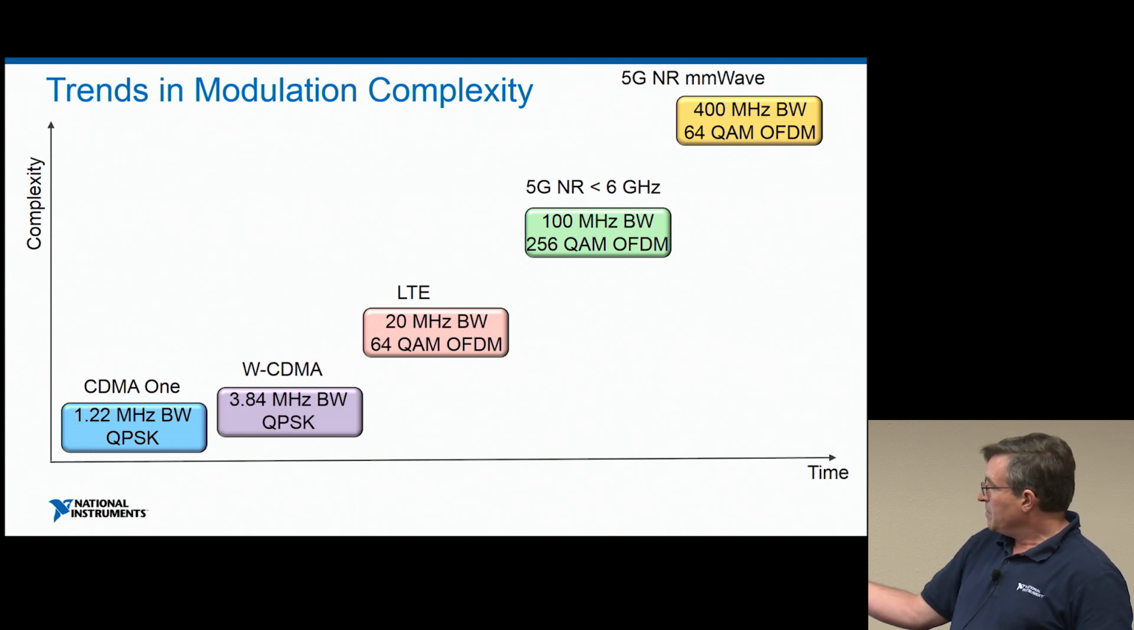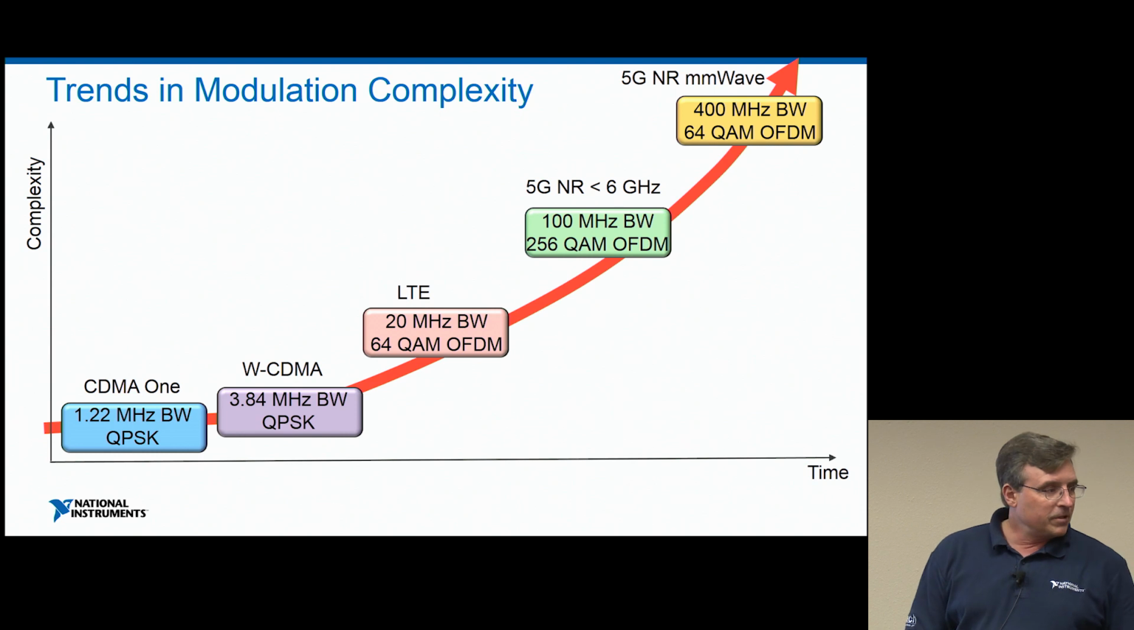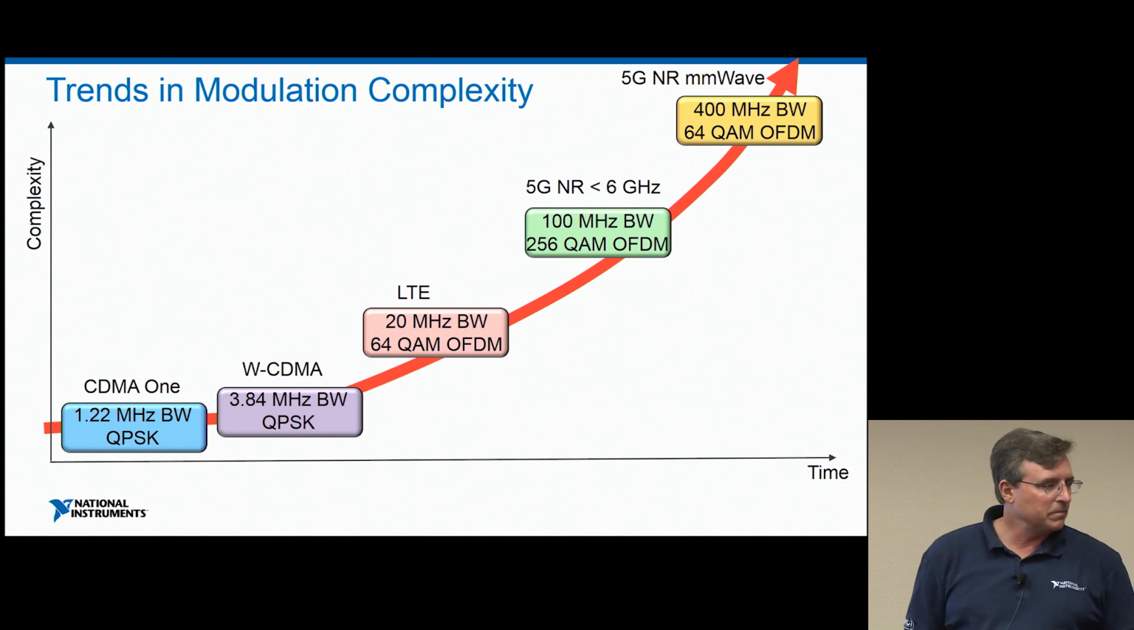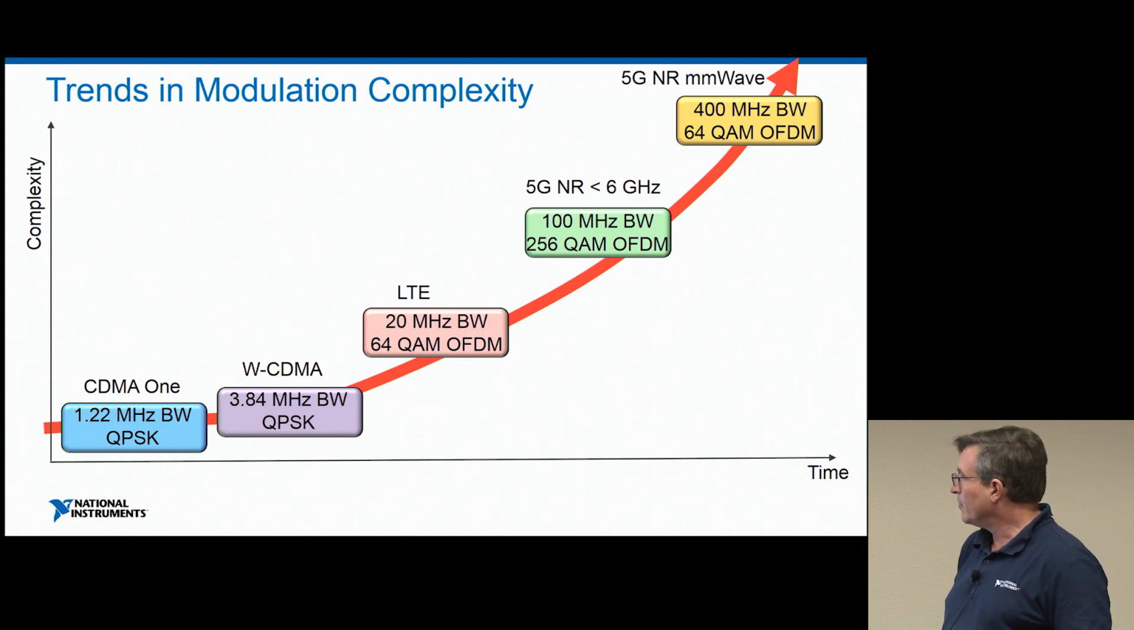And as we get into new standards like the 5G new radio spec, not only is the modulation complexity increasing, but it looks like it's accelerating. So it could be that the software-defined radio architectures that we're capable of supporting today's standards might need to be relooked at as we get into the more demanding dynamic range requirements going forward.